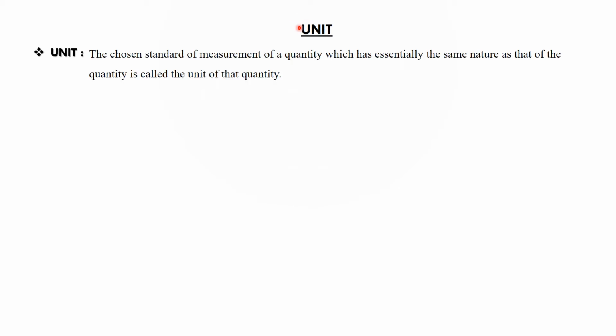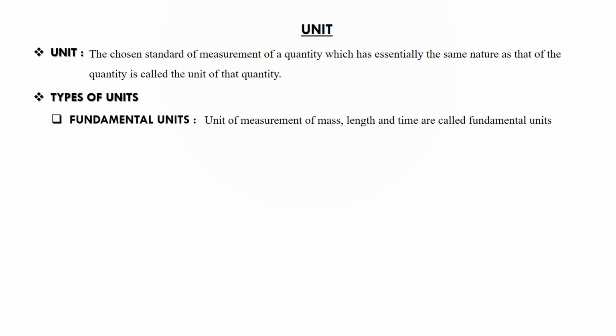Now let us move to the concept of unit. What is a unit? A unit is the chosen standard of measurement of a quantity which has essentially the same nature as that of the quantity. There are two types of units. The first one is called the fundamental unit. The units of measurement of mass, length and time are called fundamental units. For example, for mass it is kg, for length it is meter, and for time it is second. So these are the fundamental units.